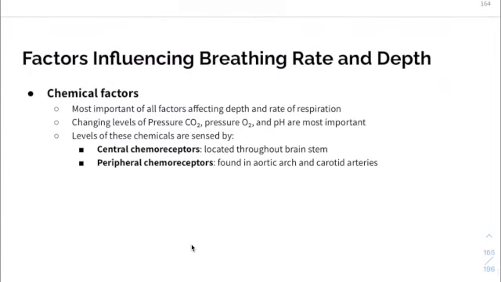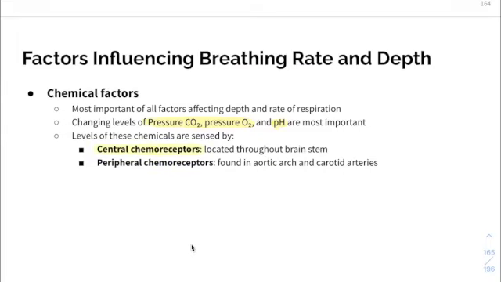So chemicals, we've already talked about a little bit with oxygen and carbon dioxide. Those are the main chemicals, but pH, so hydrogen ions, also plays a role. Our pressure of carbon dioxide versus our pressure of oxygen is going to depend on how deep a breath you take. If you are desperate for oxygen, it's going to cause you to take deeper breaths. Versus if you have a lot of carbon dioxide, it's going to cause you to make sure you take good exhalations out to get rid of that carbon dioxide.